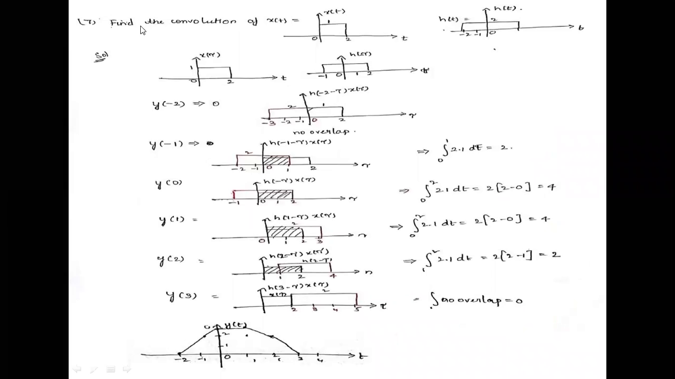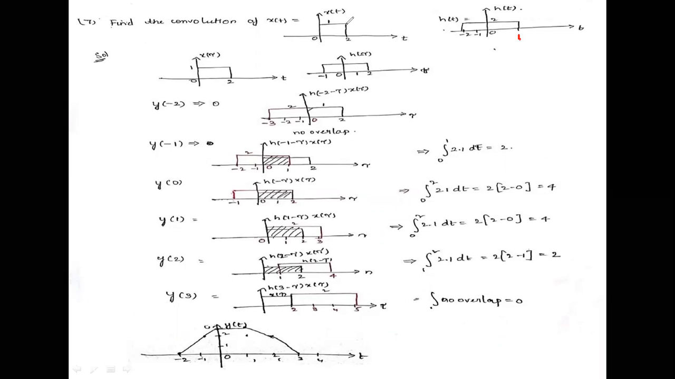The next example is the graphical representation of the continuous time signal. Find the convolution of x of t, which is 0 to 2, and h of t, which is from minus 1 to 2. Not the 2, it is 1, my dear students. With 1 only.